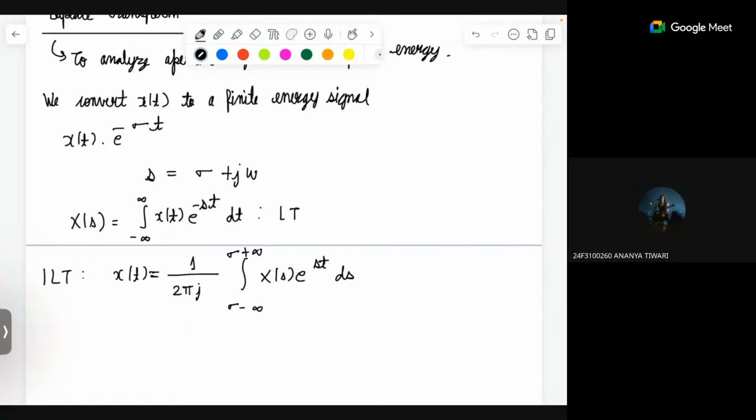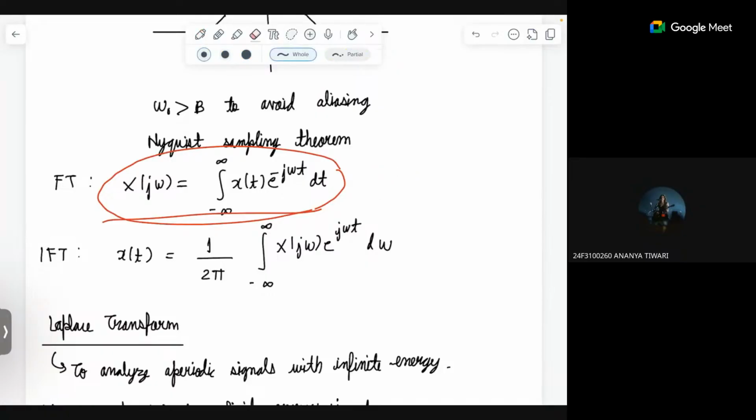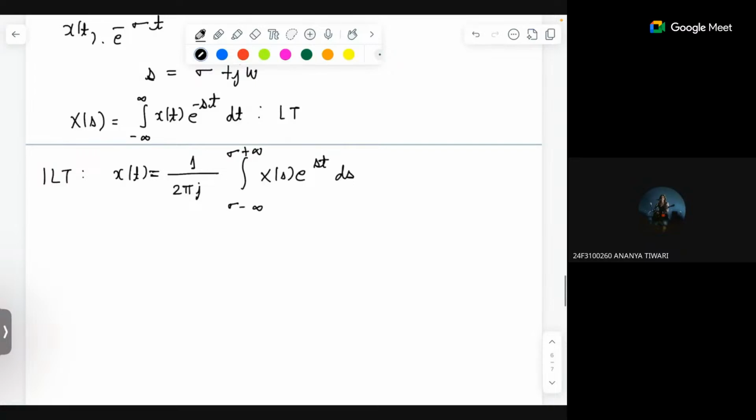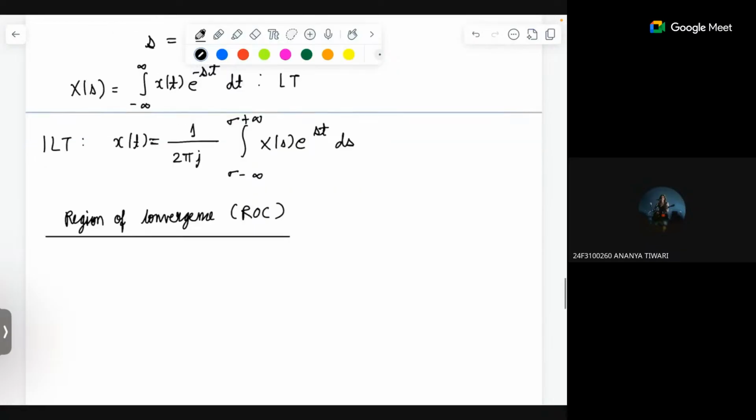So these are the Laplace transform definitions. Now the next thing which comes in Laplace transform is the region of convergence. Like in Fourier transform, we were just able to define it by this. But in Laplace transform, you will see we cannot define it just by this. We need something called ROC in order to define the Laplace transform. So let us see what ROC is: region of convergence, or ROC.